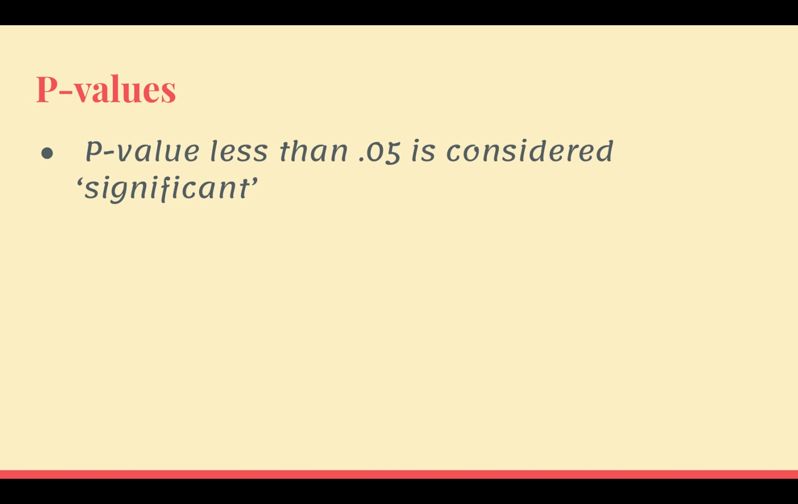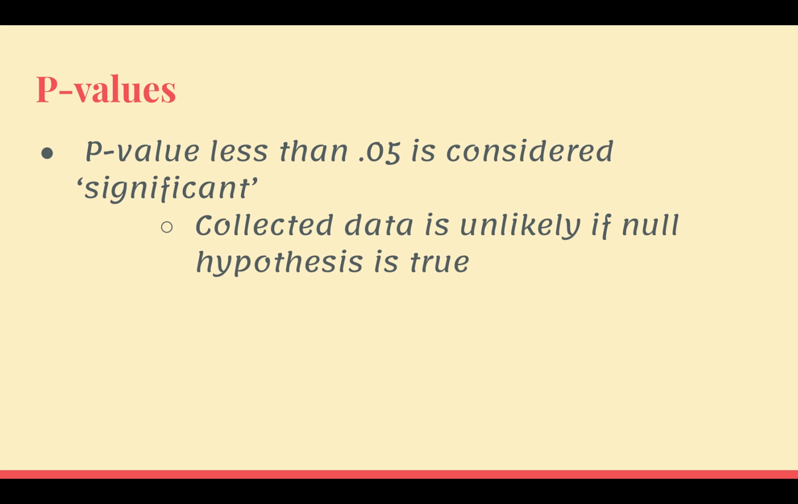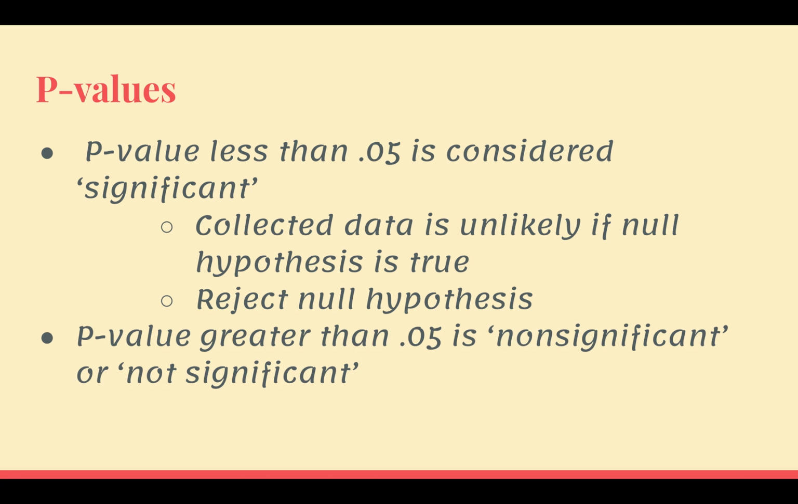P-values are utilized in statistical significance testing to decide how likely it is to get the result if the null hypothesis was found true. If the p-value is less than 0.05, it is considered significant, which means that collected data is unlikely if null hypothesis is true, and you can reject null hypothesis. If the p-value is greater than 0.05, then it is non-significant or not significant.